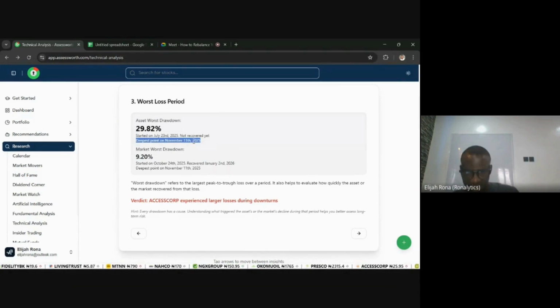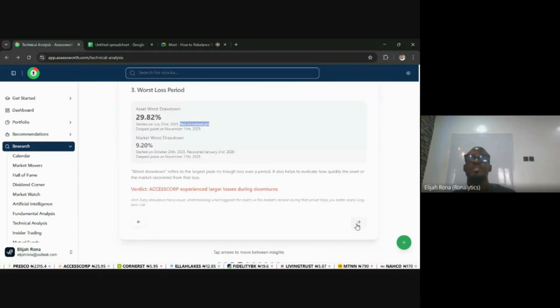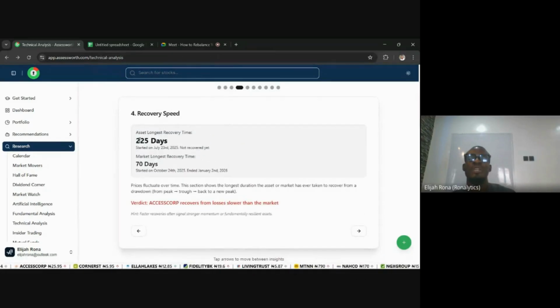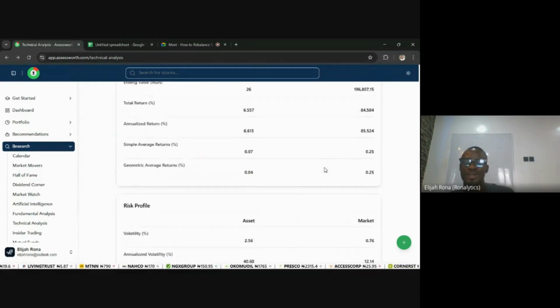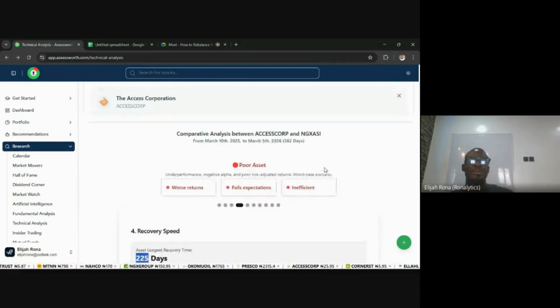It is showing technically. And since then, Access Corporation has not actually recovered. The price that it was on November 23rd, it has not gotten to that price since. But the market has gotten it. What this simply means is that for over 225 days now, we, the long-term investors of Access Corporation, have been praying and waiting for God to touch that stock.